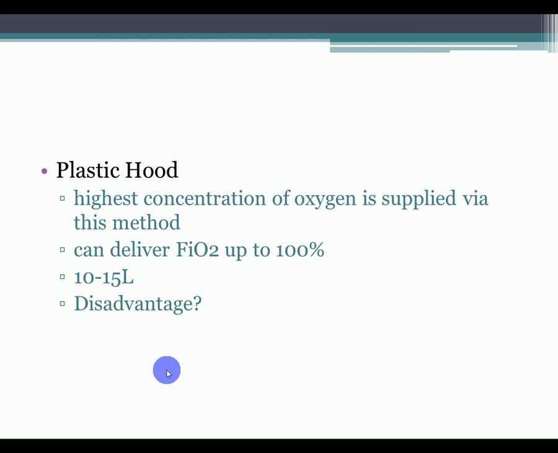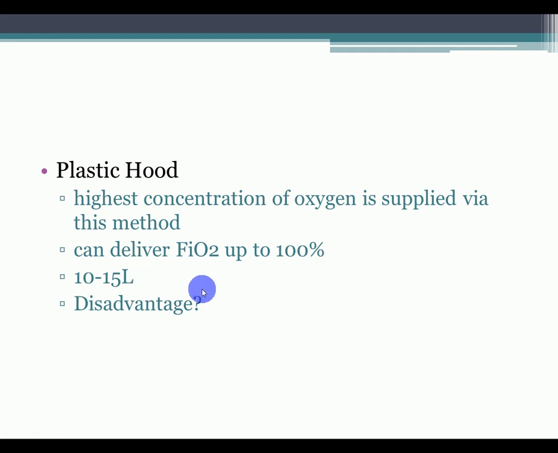All right, let's talk about the plastic hood first. This delivers actually the highest concentration of oxygen. We use it mainly on our newborns or early infants. You can give up to 100% oxygen. You'll have your O2 set on 10 to 15 liters to deliver it.